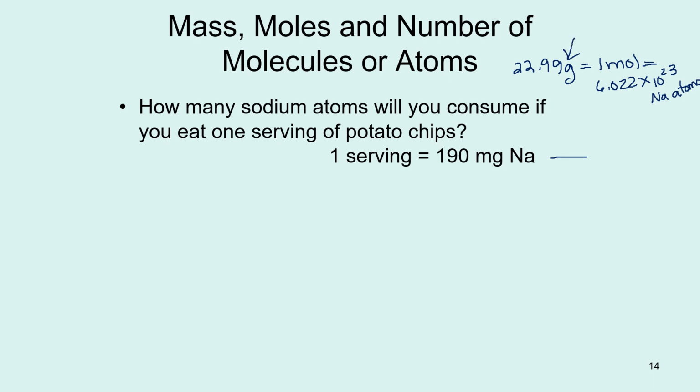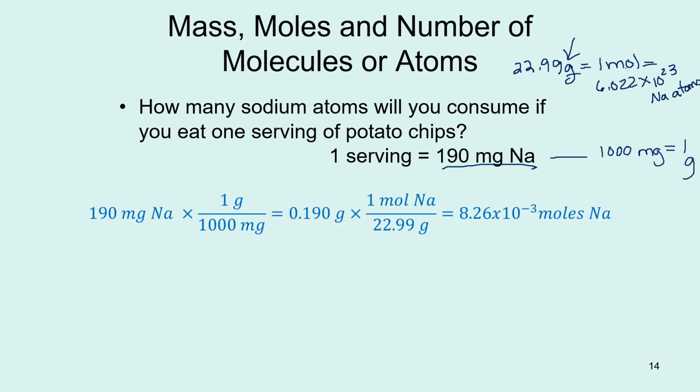Now, be really careful with units. Notice that my molecular weight is in terms of grams per mole. So before we can do anything else, we have to convert our units to grams. So we're going to have to convert 190 milligrams to grams. And remember, there are 1,000 milligrams in 1 gram. So 190 milligrams divided by 1,000 means we have 0.190 grams. So now we've got grams. If you just know that you have to move the decimal 3 places, that's fine. 0.190 grams.